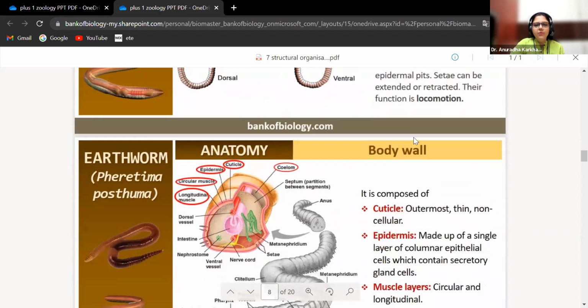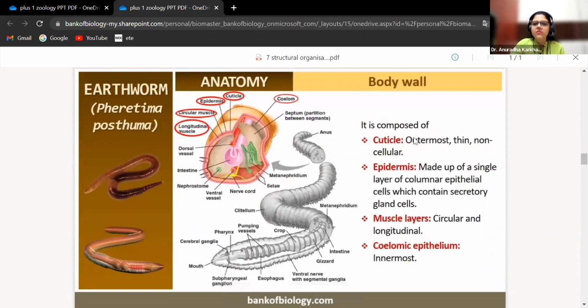Then we come to the body wall. It is composed of cuticle, the outermost thin non-cellular layer. Okay, no cells are present. Epidermis is made up of a single layer of columnar epithelial cells which contain secretory gland cells. So you know what columnar epithelial cells and glandular cells are. Muscle layer, as the name says, means muscles are present. Two types of muscles are present, circular and longitudinal.